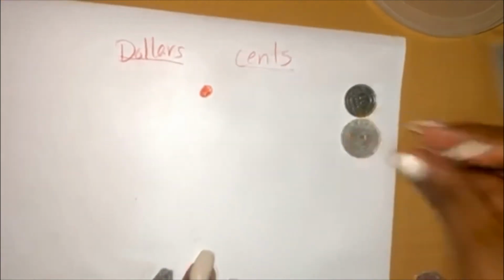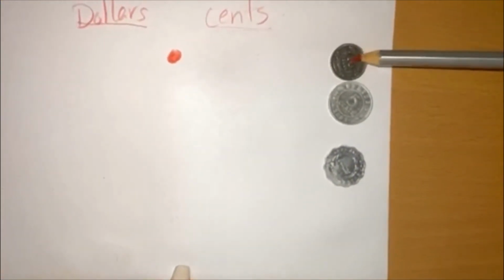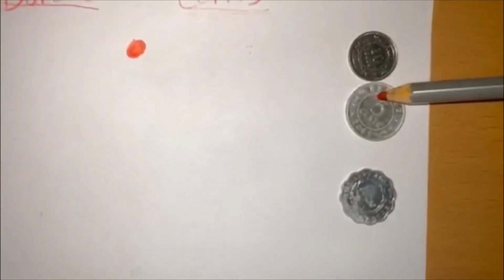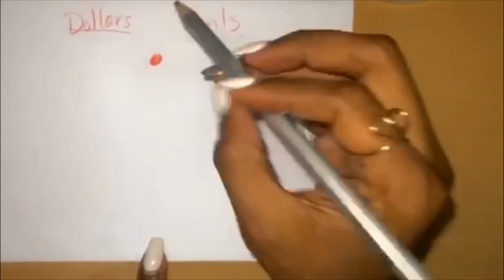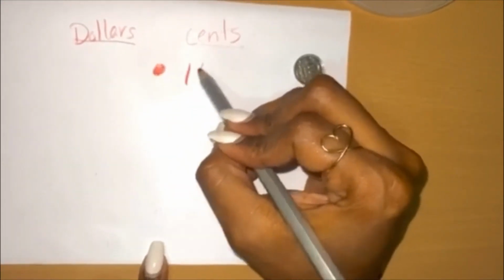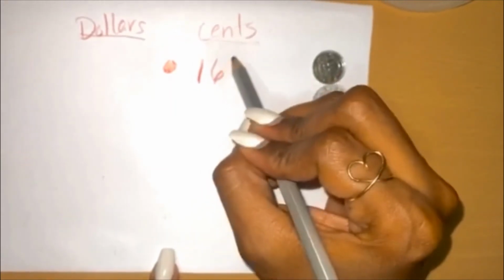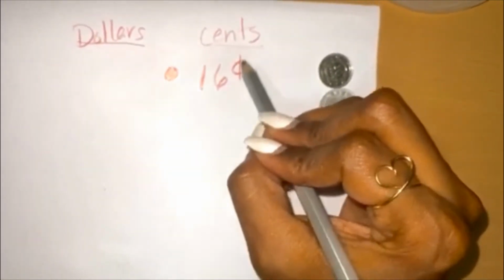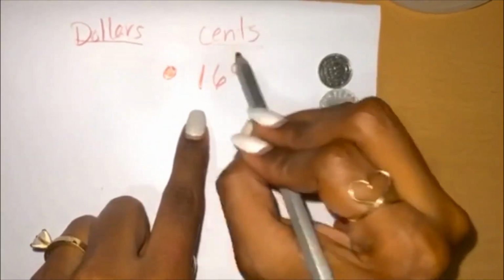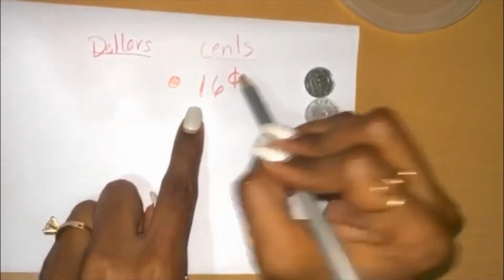I have 10 cents, 5 cents, and 1 cent. I always want to start counting from the biggest cents. So 10 plus 5 is 15, and 15 plus 1 is 16. So to write that, I will write 1, 6, making sure it's after the decimal, and I use the sign, which is the cent sign. I need to make sure it's on the right side, right? On the right side. I put 16 and I use my cent sign.